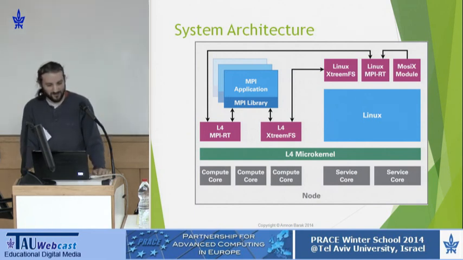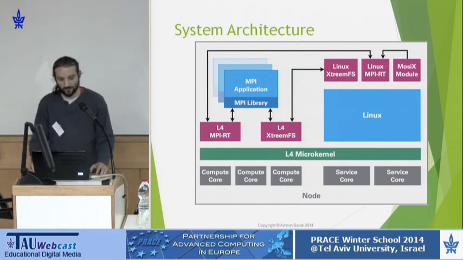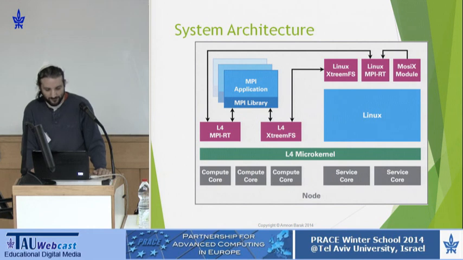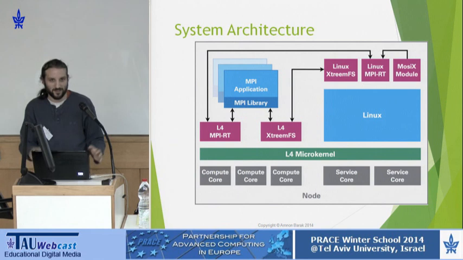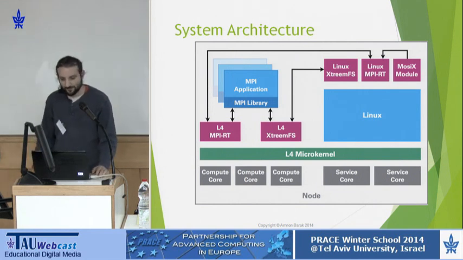So, the system architecture. The red parts that you see, or purple, are the ones in L4. L4, as I said, is a microkernel that runs above the different compute cores. The main trick in here, to prevent rewriting the whole applications again, is that it can run Linux emulation that can handle Linux system calls.